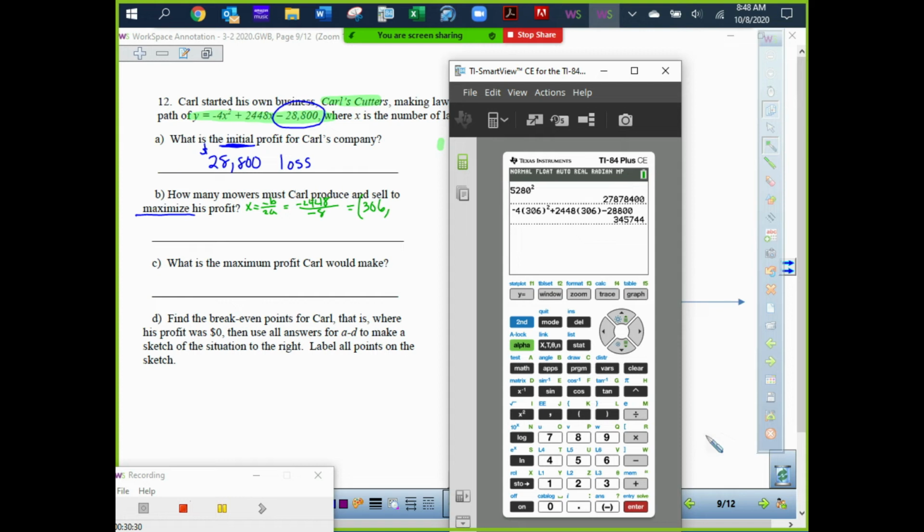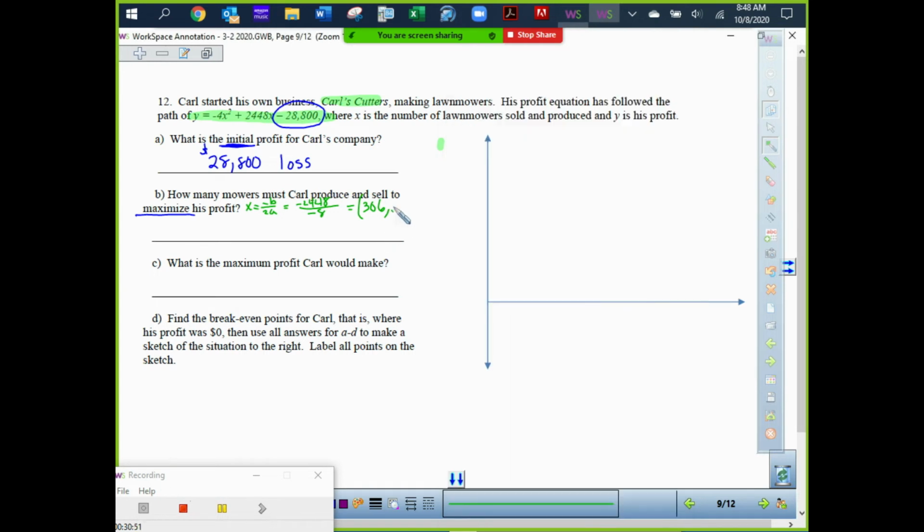This is his business that he wants to make, right? He's profiting in dollars. It is okay to expect a large amount right there. The maximum profit that old Carl could make is $345,000 and 700, all this stuff. So expect that when it comes to profiting.